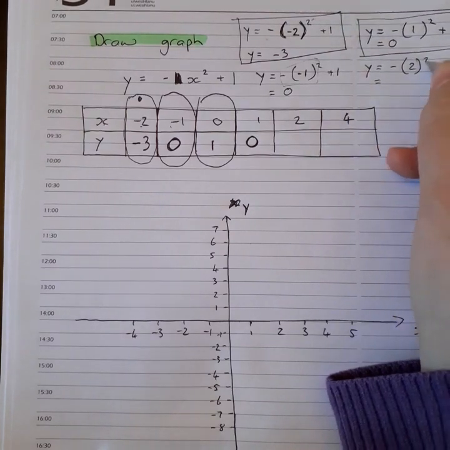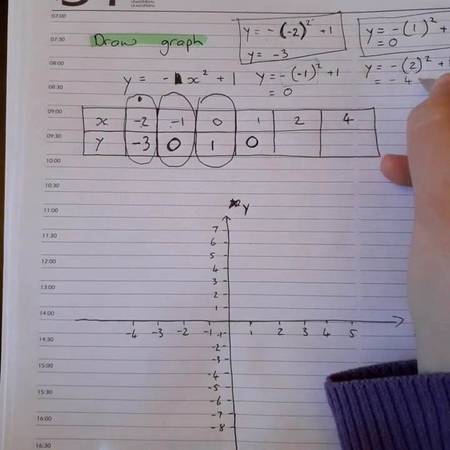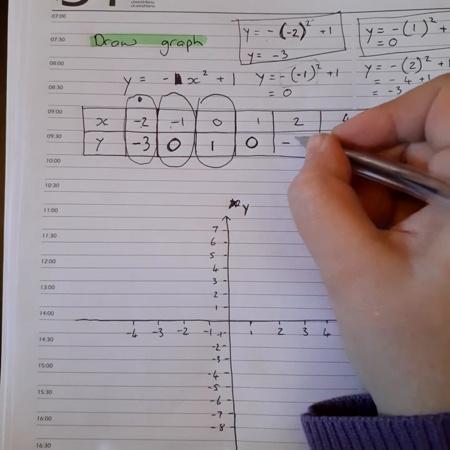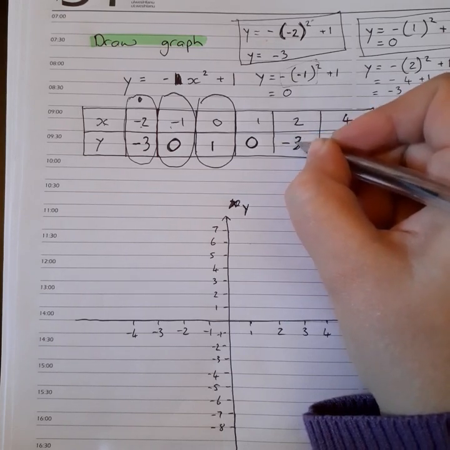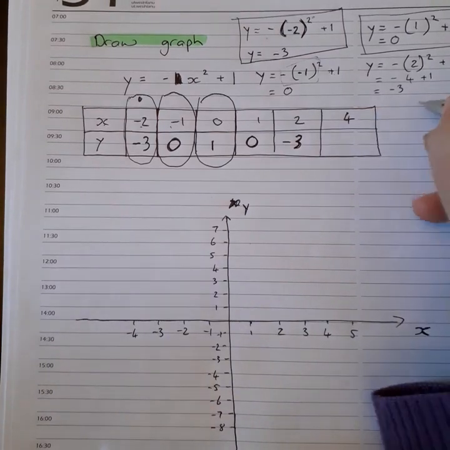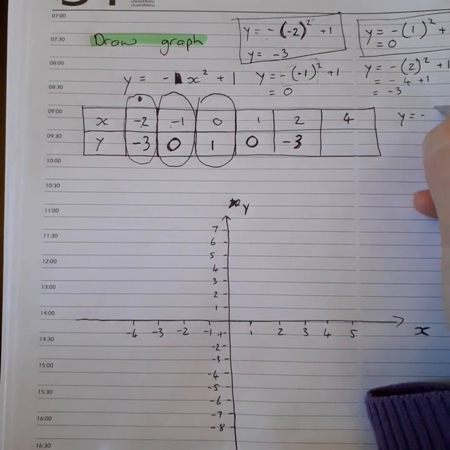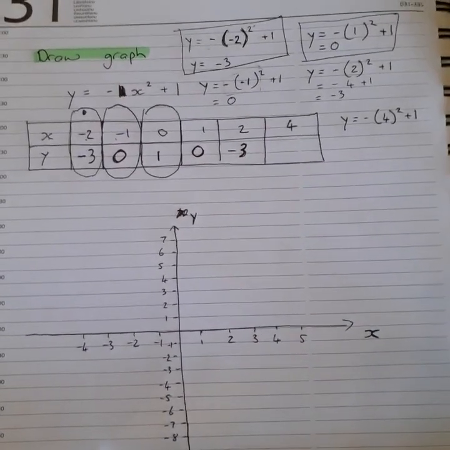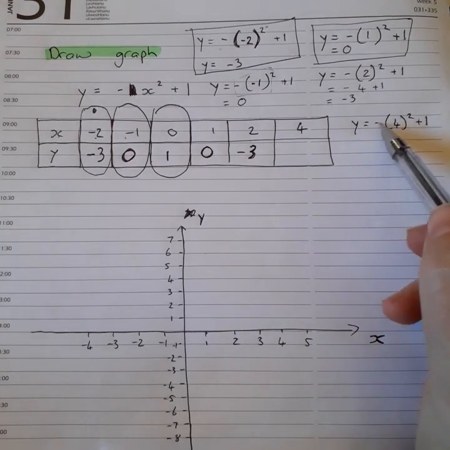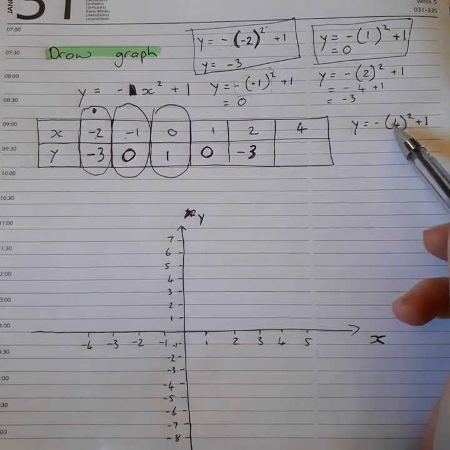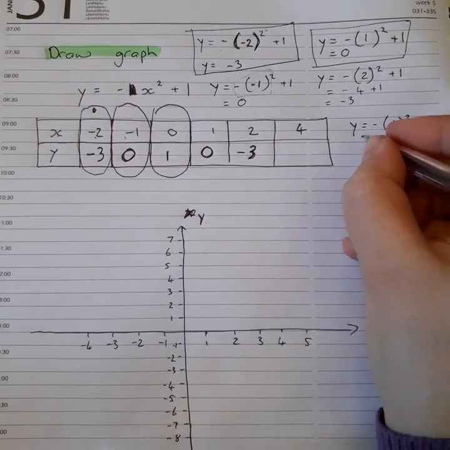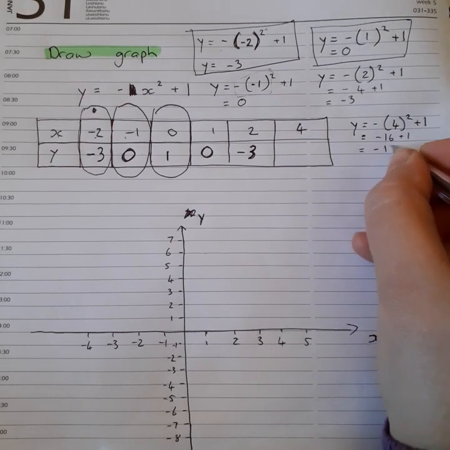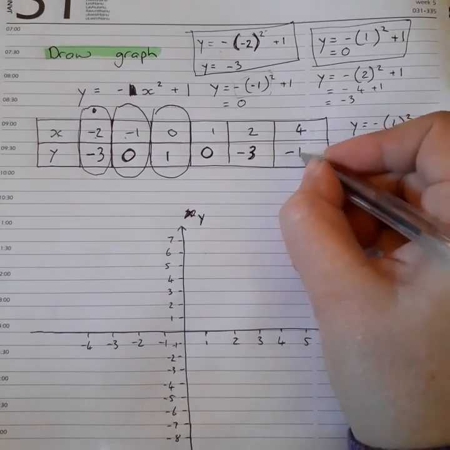So 2 squared is 4. So negative 4 plus 1 is negative 3. Okay, next one, 4. y equals negative 4 squared plus 1. Oh, you can't see what I'm writing. Sorry about that. So we've got negative 4 squared plus 1. So 4 squared is 16. Negative 16 plus 1 is negative 15. So this is negative 15.